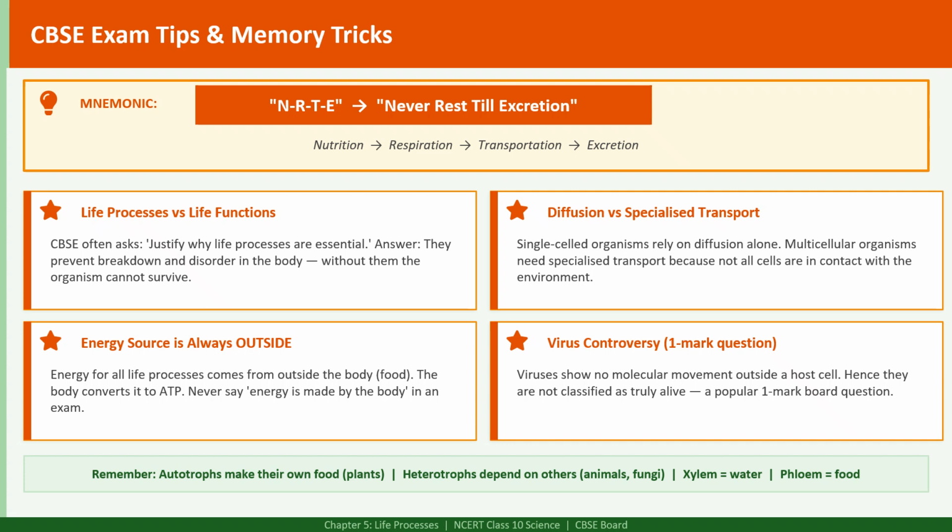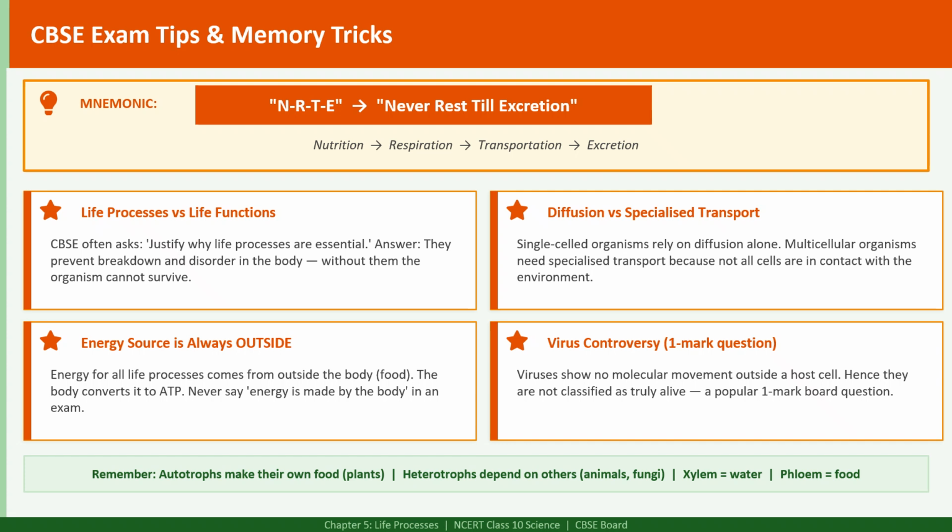So these are some CBSE questions which are asked often. Life processes and life functions. Here CBSE often asks to justify why life processes are essential. Actually, life processes are essential in order to prevent breakdown and disorder in the body. Without them, the organism cannot survive.